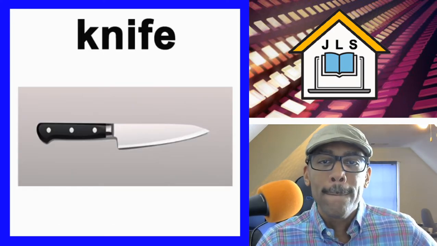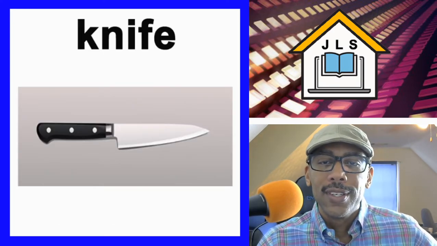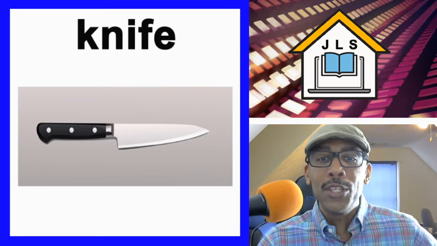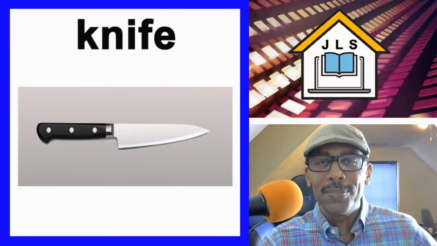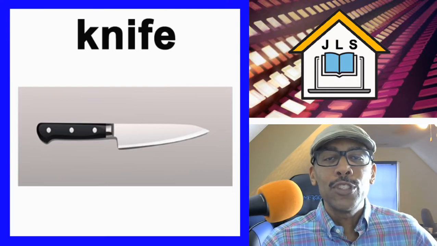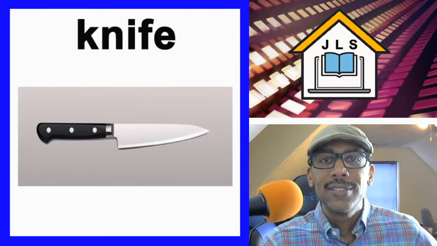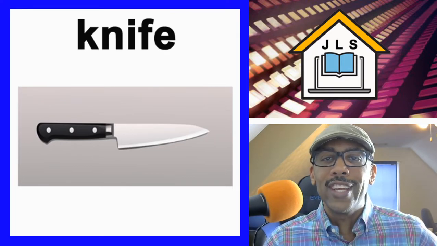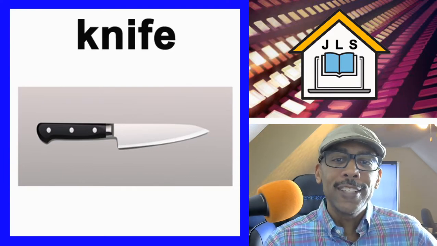A knife. And of course, a knife can be used for self-defense, but in the kitchen, the knife is used to cut items such as fruit, vegetables, meat. And this is what is called a butcher knife. All right, so a knife.